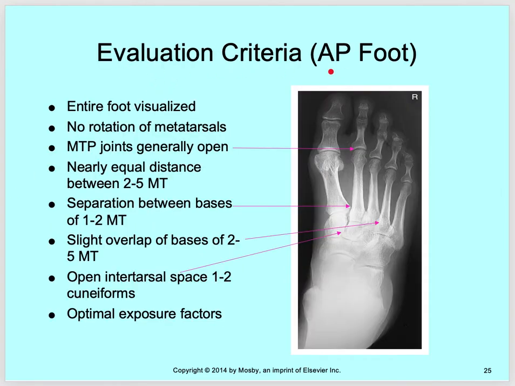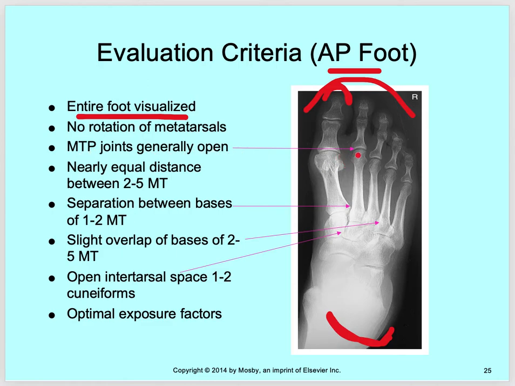Your evaluation criteria of your AP foot, you need the entire foot visualized, which you want to pick up that calcaneus back here, and then all of your toes and all of your soft tissue. Don't clip that soft tissue. No rotation of metatarsals, so all your metatarsals are free of superimposition. They're not in an oblique position, they're in that AP position.